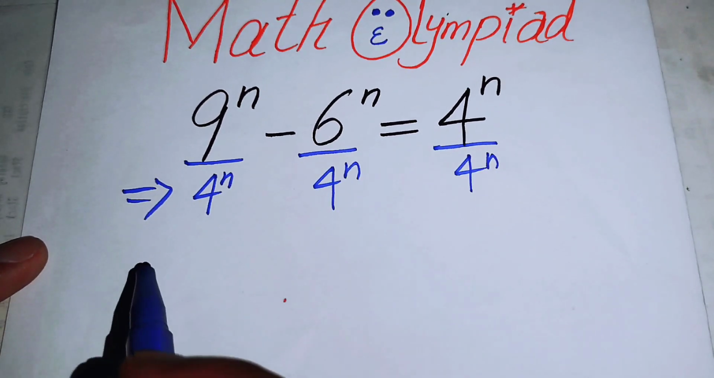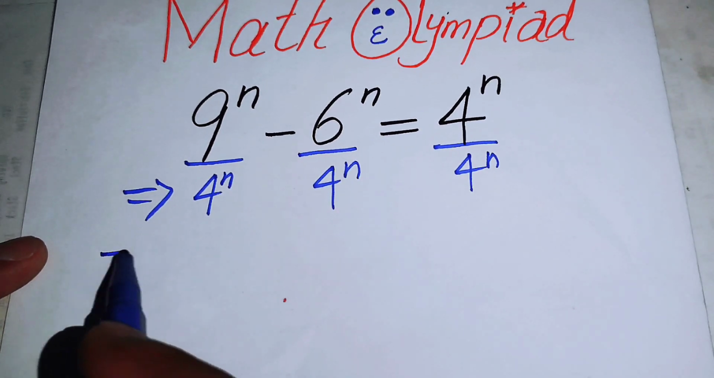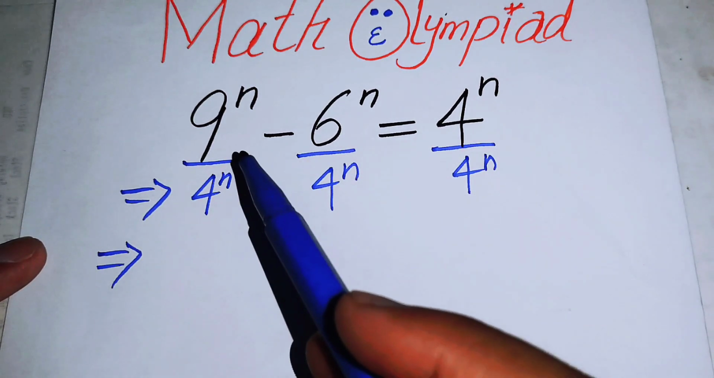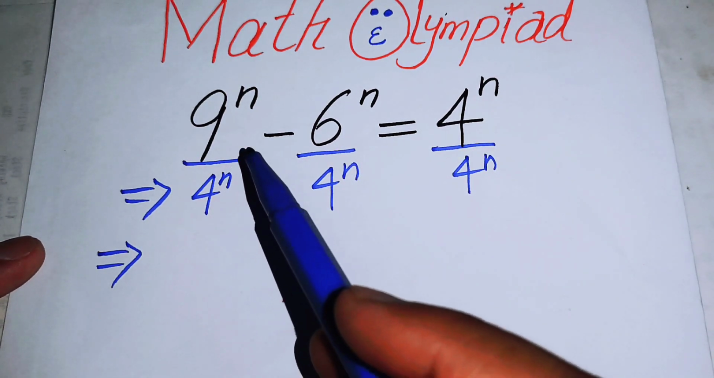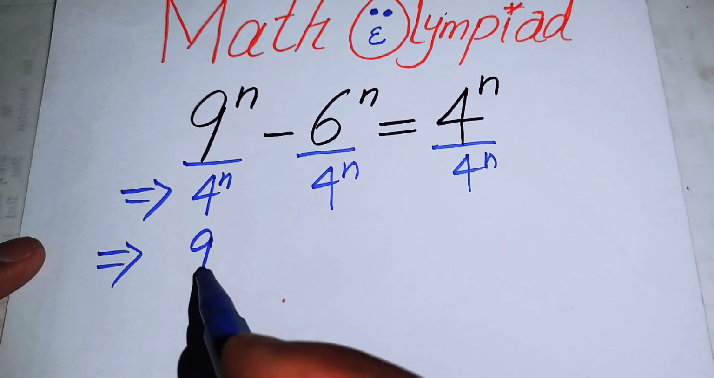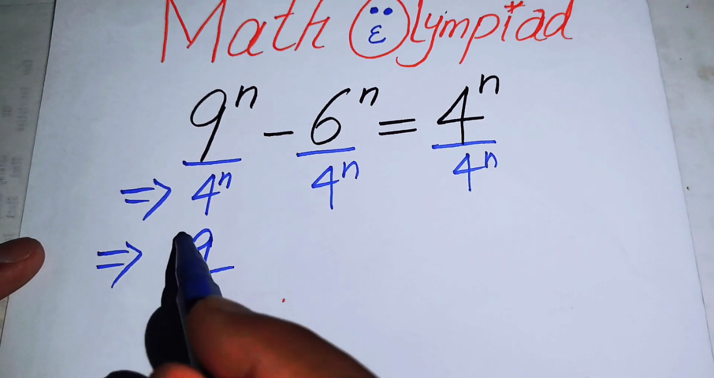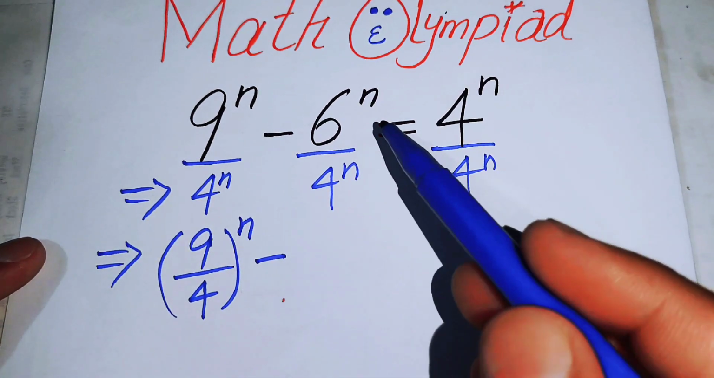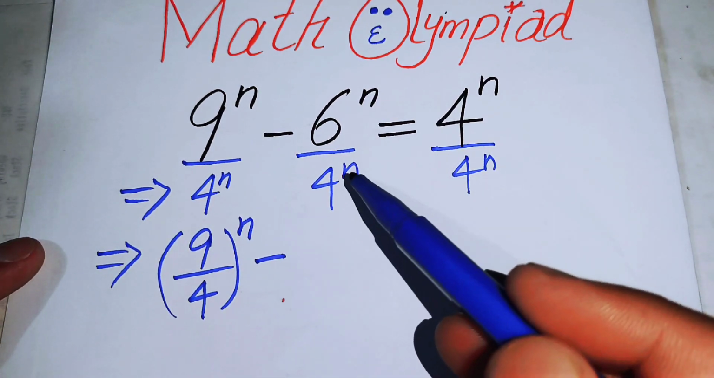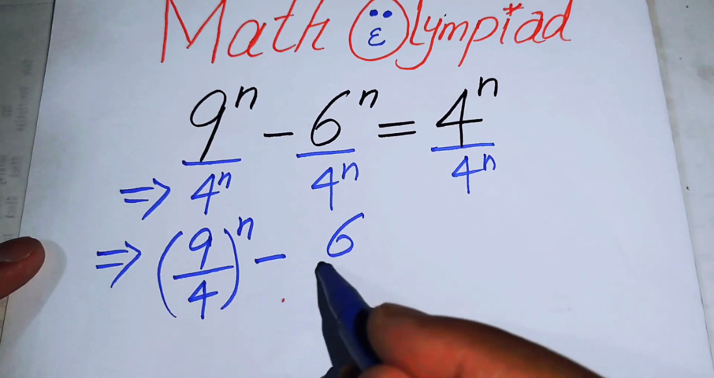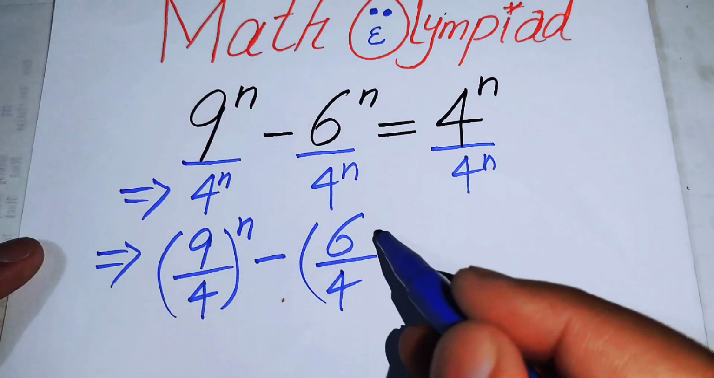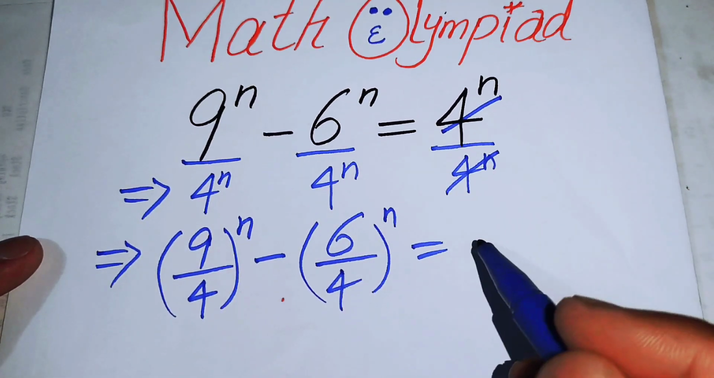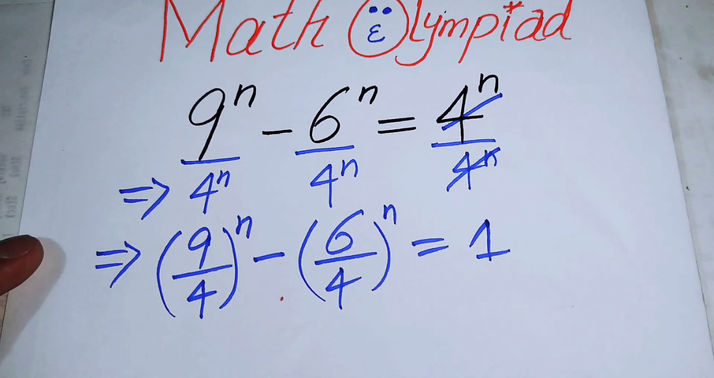After this step, I can just simplify the terms, and here you see that the exponent on both of the terms are the same, so we will combine this exponent and write it as 9 over 4 to the power of n minus, similarly here we again combine the exponent of this term and write 6 over 4 to the power of n is equal to, here you see that these are gone and you get only 1.